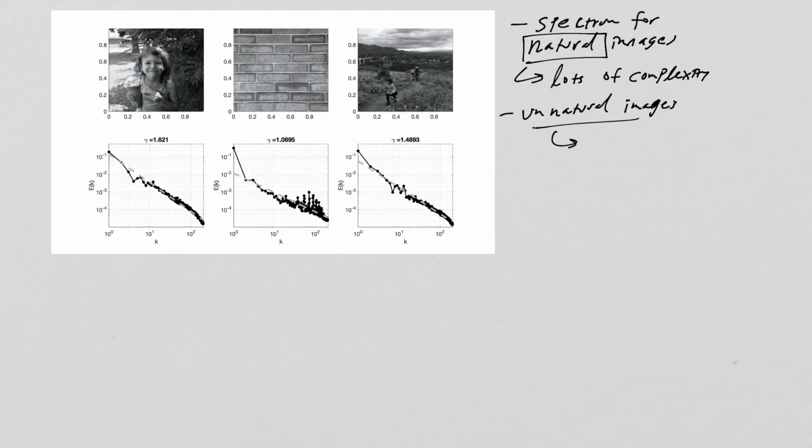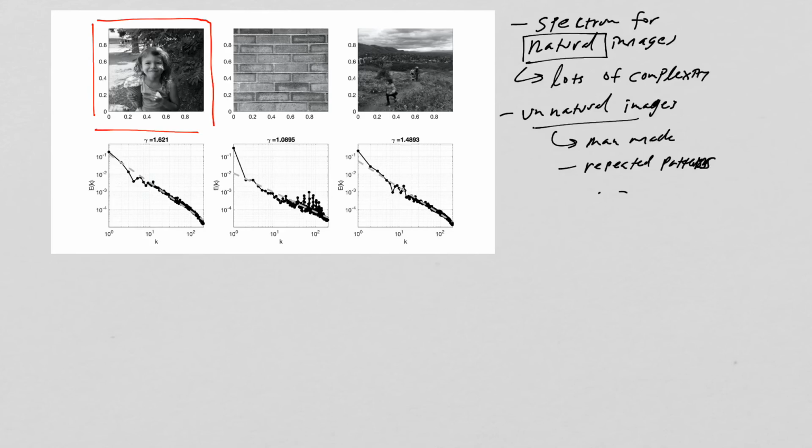So unnatural images would be stuff that's basically a lot of man-made stuff, or stuff with lots of repeated patterns, etc. So you can see here on the very left side, that would be what I would call a natural image. There's lots of complex stuff. There's both the foreground and background, and you see that there's lots of detail everywhere.